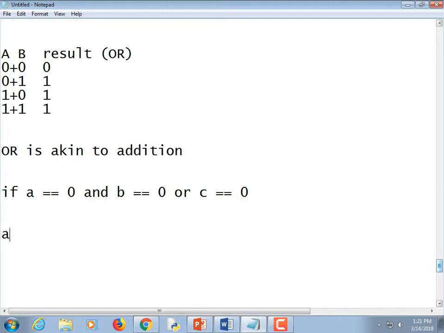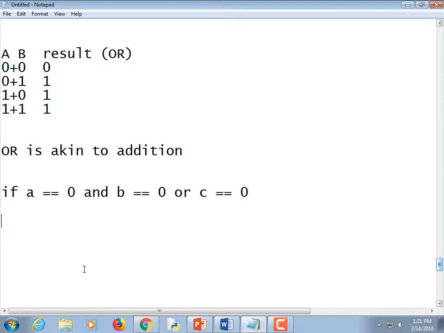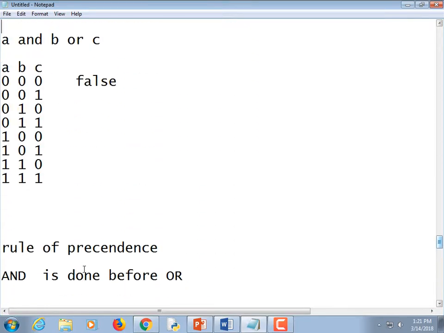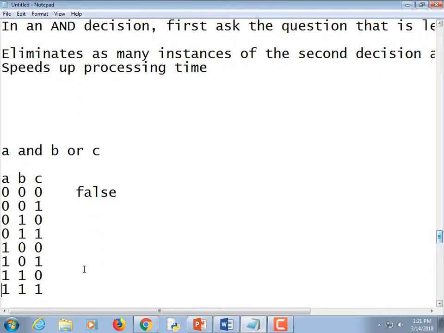Just like if you do this, A is equal to 3 plus 4 times 5, you know which one you have to do first. You have to do that first. So if you have this expression, you would have to do this part first. I did have an expression up here that I'd written, if A and B or C. We could figure it out. This is the part that has to be done first.